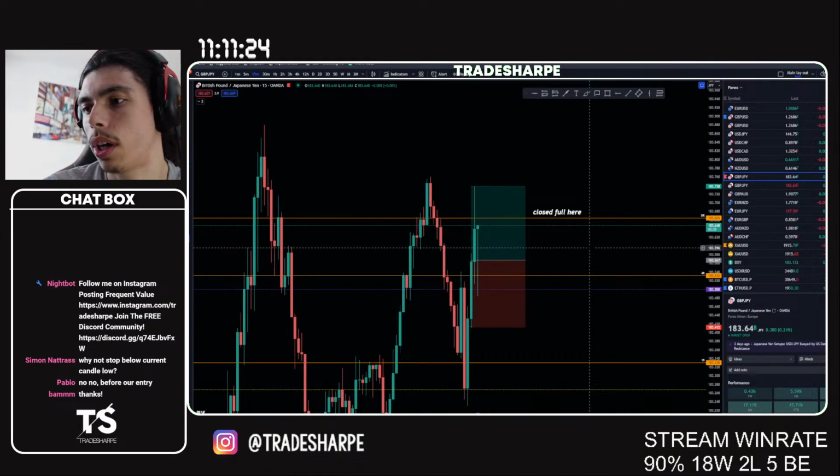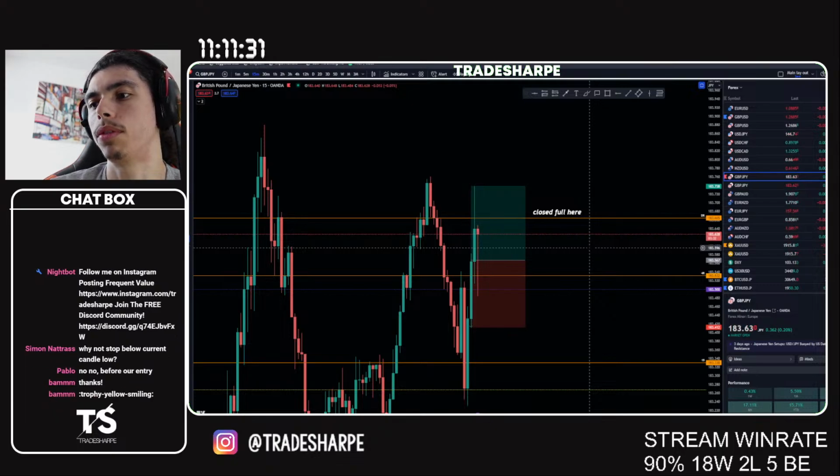So I appreciate everyone joining up. Stop below current candle low, because that's risky. It could break that flip anytime. You have to always put previous.